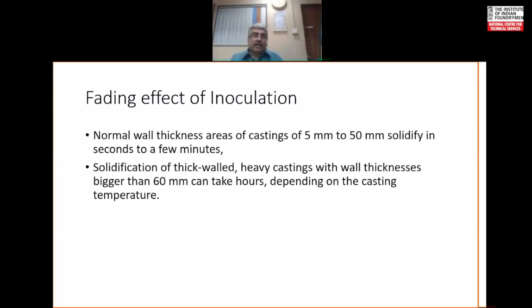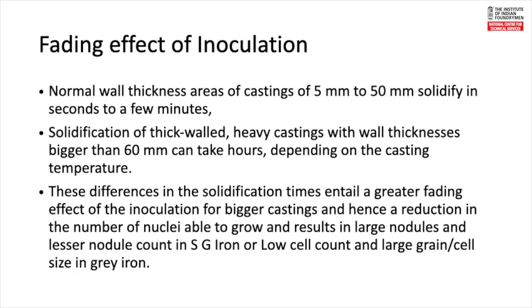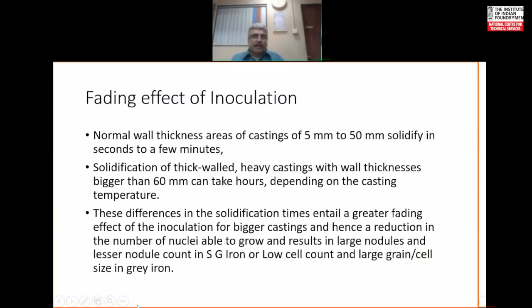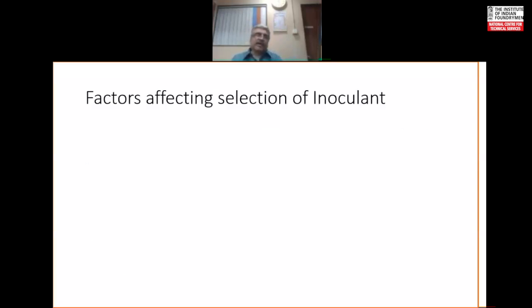There, you will always find that the fading effect happens in bigger castings because there are fewer nuclei. Because they are fewer in number, they tend to grow bigger. Like in the case of large ductile iron, we will have a lesser nodule count, but large nodules. Similarly, low cell count and large grains in the case of gray iron.